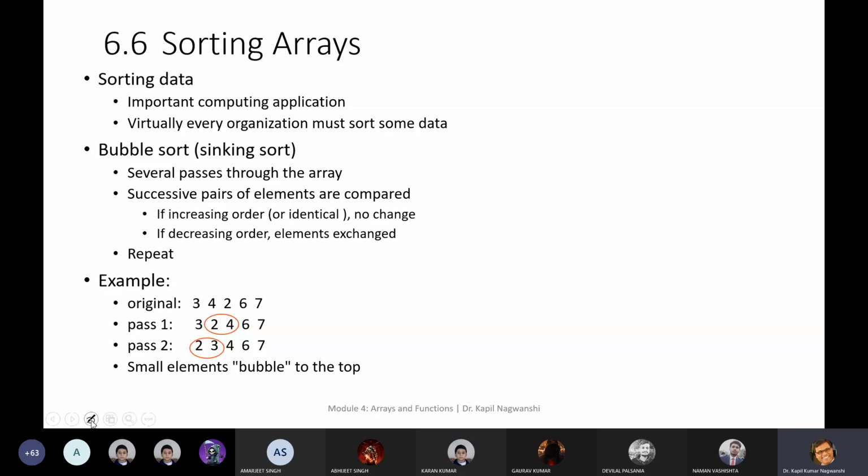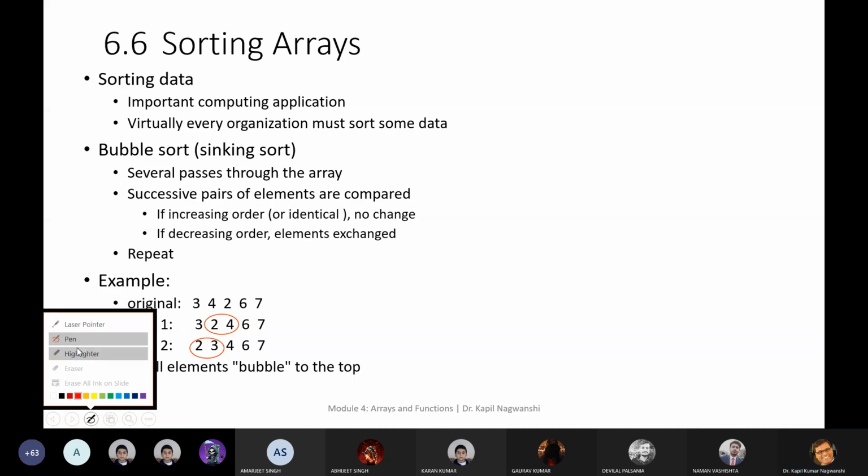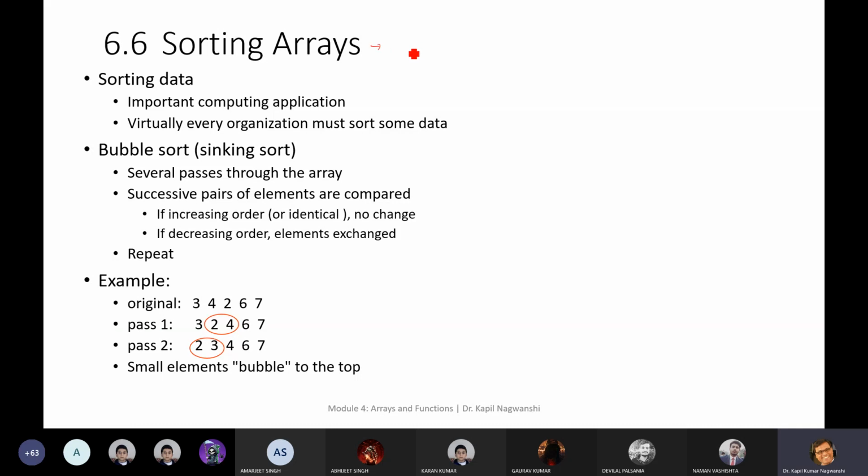Now come to next function, next program. Sorting an array. Whatever data is written in random way, sorting means it can be ascending or descending. So now how do we sort the data? Important computation application. Virtually every organization must sort some data. Okay. So bubble sort is the simplest method.